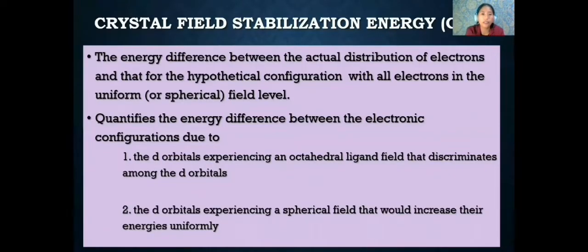Okay, so the crystal field stabilization energy, or CFSE, is the energy difference between the actual distribution of electrons and that for the hypothetical configuration with all electrons in the uniform or spherical field level. So this quantifies the energy difference between the electronic configuration due to the d orbitals experiencing an octahedral ligand field that discriminates among the d orbitals. So the d orbitals experiencing a spherical field would increase their energies uniformly.